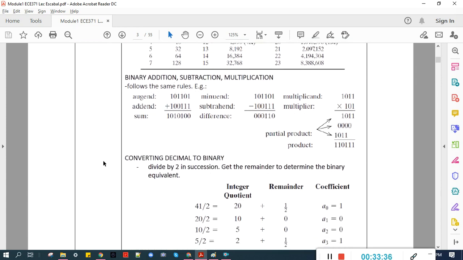Let's go to binary addition, subtraction, and multiplication. How would you perform addition in binary? Perform subtraction in binary and perform multiplication in binary.